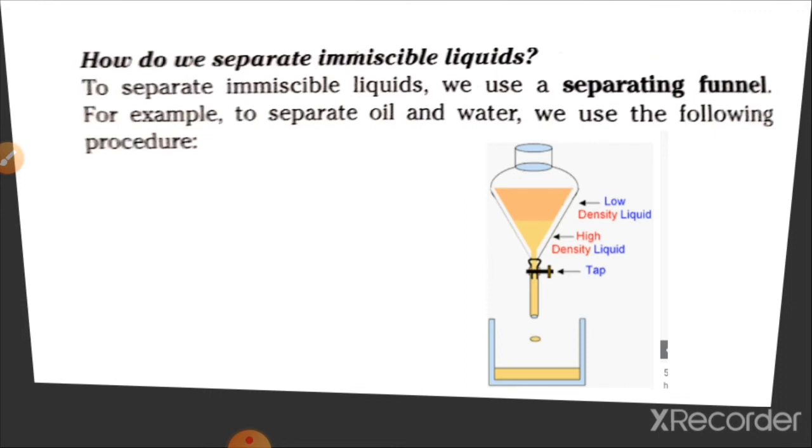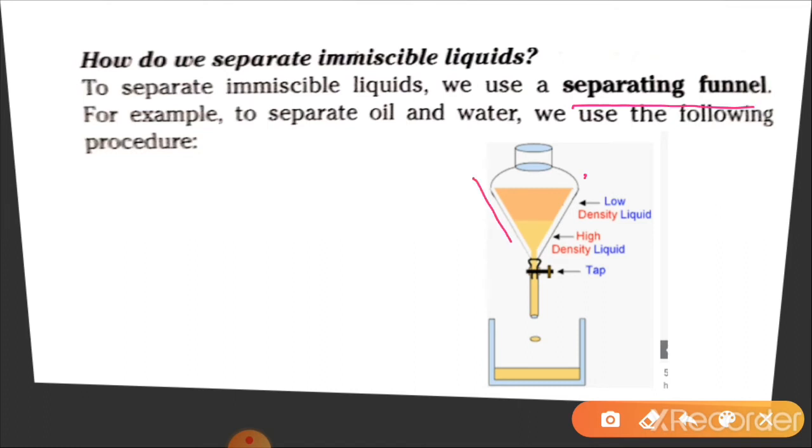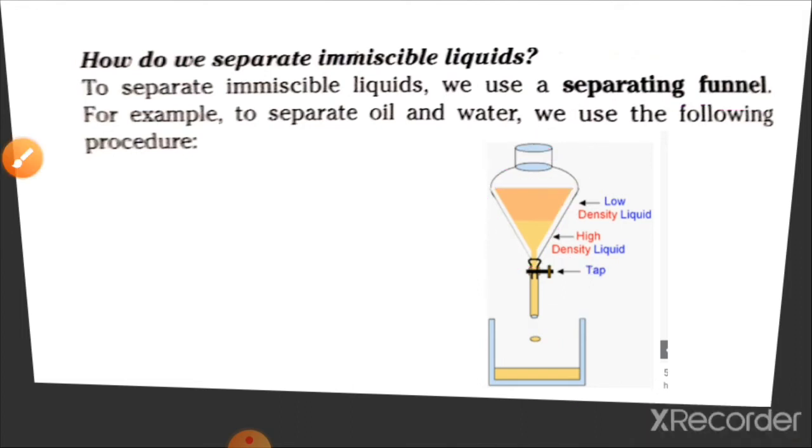How do we separate immiscible liquids? To separate such immiscible liquids, we use a separating funnel. This funnel is known as a separating funnel. This is a cone-shaped funnel. Down here is a stopper, and at the mouth of the funnel there is a lid, or you can say a cap. So this is the arrangement.